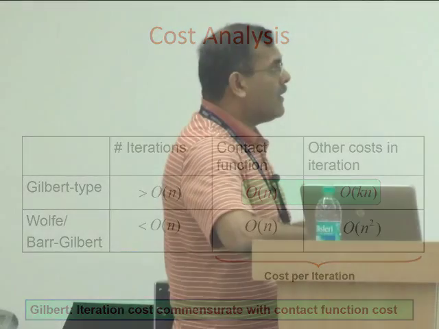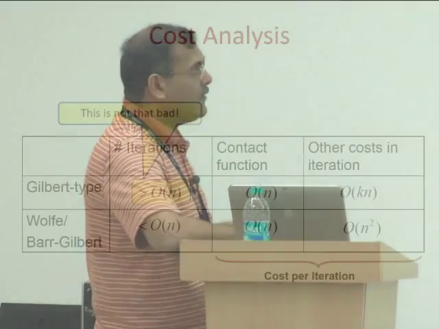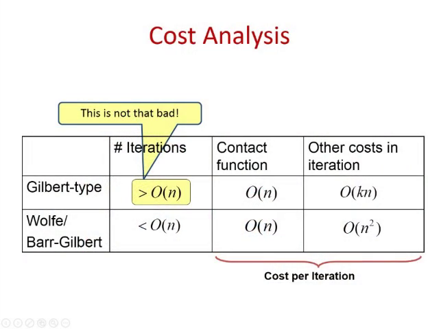And if you look at Gilbert's algorithm, the cost function and the other costs are nicely commensurate with each other. Particularly, if you put k equal to 1, the two are very close to each other in terms of order, whereas on the other hand, these two are very far from being commensurate, right? And therefore, even though in this method you gain in terms of the number of iterations, because these are nicely commensurate with each other, Gilbert's algorithm, in spite of the number of iterations being larger, turns out to be the better method.